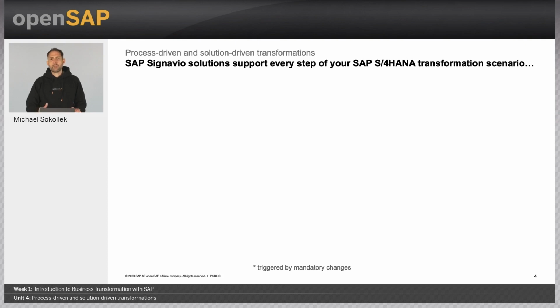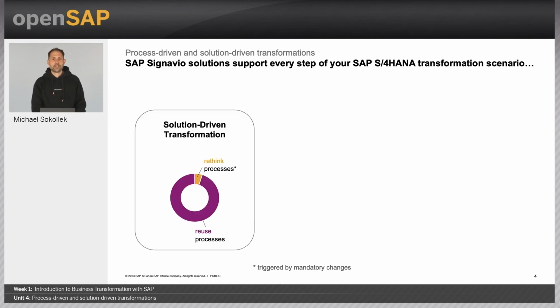As you might know, there are 3 main ways customers can transition to SAP S/4HANA, with a significant impact on the number of processes that they rethink and that they reuse. In a solution-driven transformation, they will initially reuse most of their processes and rethink processes only where it's required due to simplification items and the compatibility scope. A solution-driven transformation is executed as a system conversion.